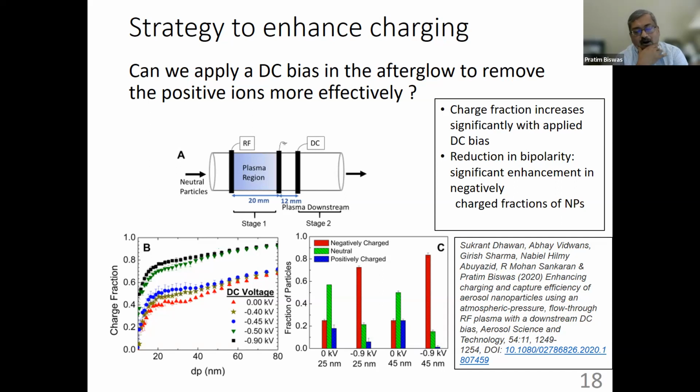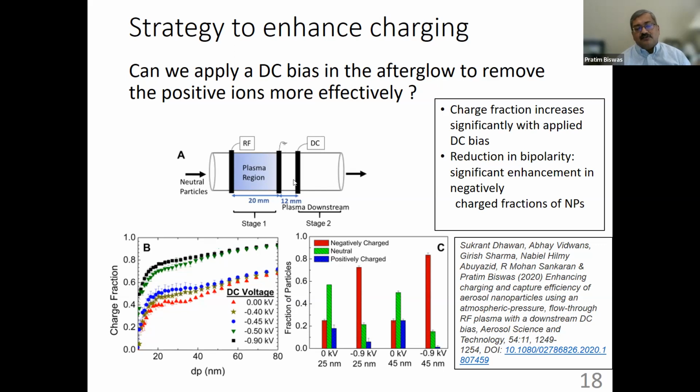So on the left bottom, you can see the charged fraction as a function of particle size. And let's start with no DC bias, which is a conventional plasma with an afterglow region, which I just described, which was the subject of the earlier paper. So you can see that as we reduce the particle size, the charged fraction goes down significantly. In fact, I go to the smaller sizes of 10 nanometer and so, and the charge really drops off to close to zero.